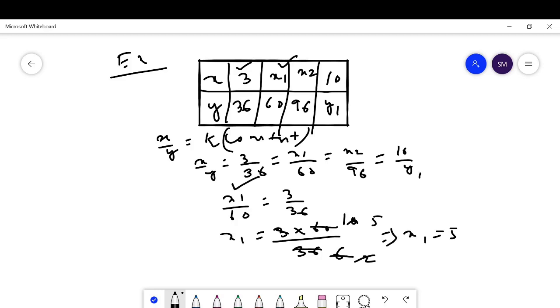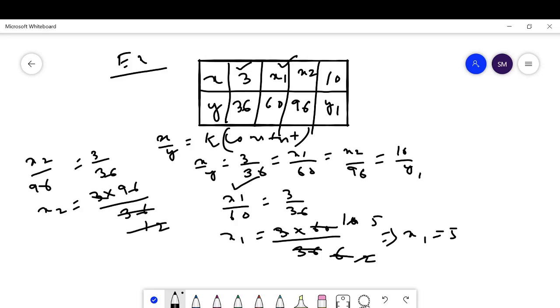Then x2 upon 96 is equal to 3 upon 36. Then x2 is equal to 3 into 96 upon 36, which is 8. So we find x2 is equal to 8.